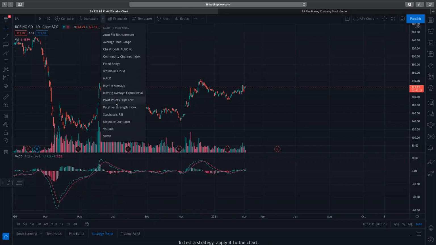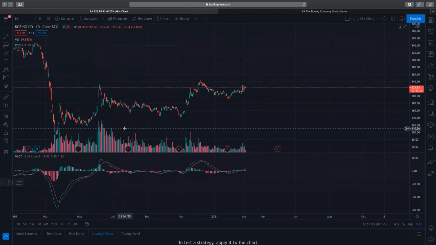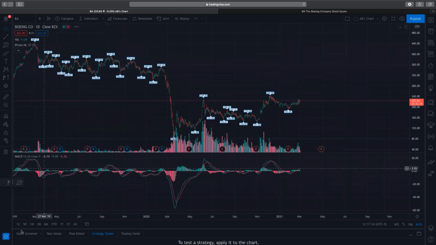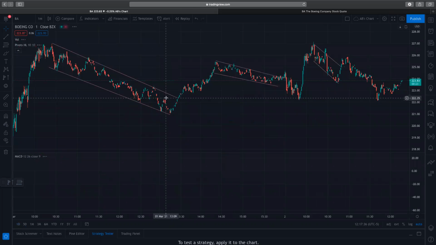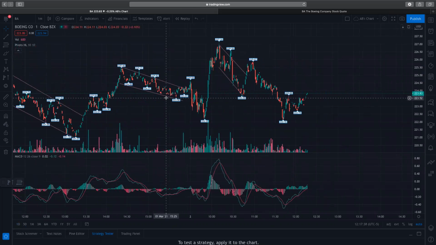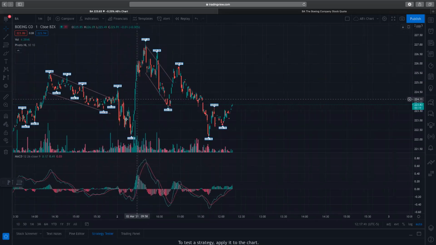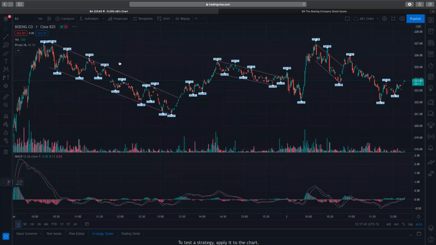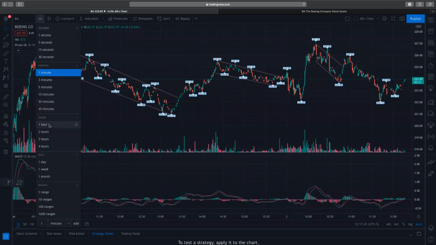Okay, so I'll add pivot points. These are pretty cool. I actually just learned these a couple nights ago, but they tell you when the price is going to change directions. And so let me do like 1 hour.